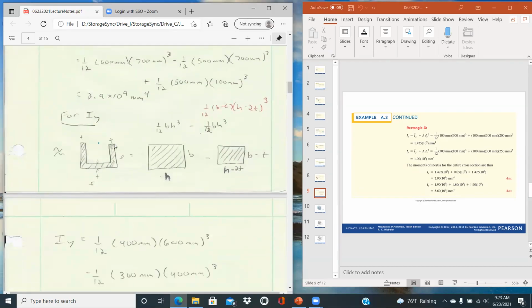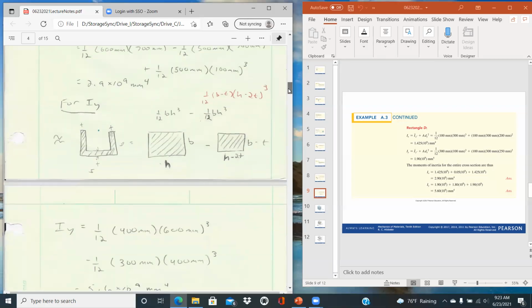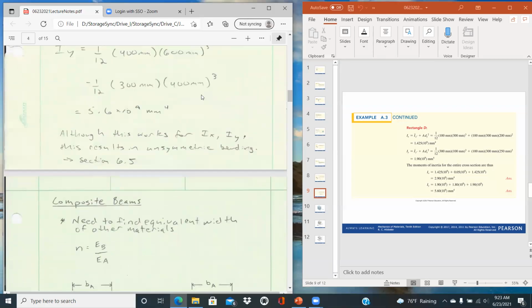And so we end up with a U channel at that point, where for both of the geometries, we have the overall rectangle that we can solve I for and then subtract off the smaller rectangle. And again, you get 5.6 times 10 to the 9th millimeters to the 4th, same as they got with the parallel axis theorem, just a little bit quicker.